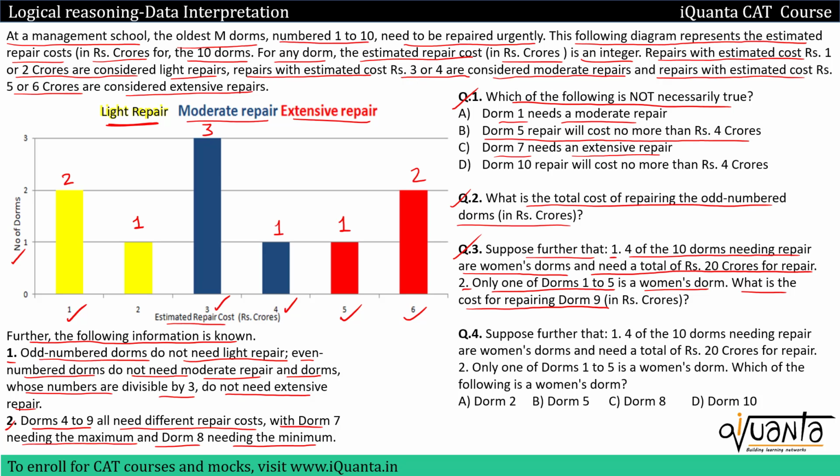We'll form a table in which we'll write down the possible repairs for every dorm. In parallel, we'll also keep noting down whatever direct clues we have. Like if we are given that this particular dorm needs this much money, we'll directly put that into the table. Let's go to the next slide.